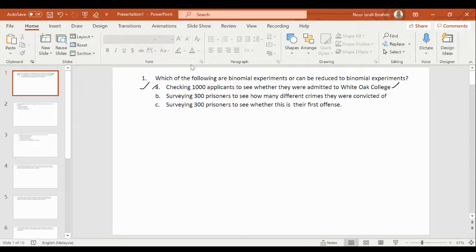It's a binomial. B, surveying 300 prisoners to see how many different crimes they are convicted of. This is not binomial because there can be more than two types of crimes. And C, surveying 300 prisoners to see whether it is their first offense or not. So this is binomial with two outcomes.